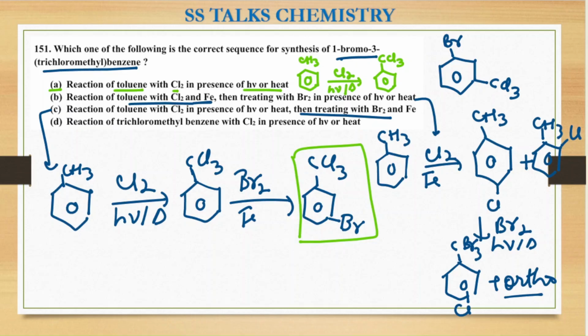So you can see we are reaching the desired molecule, 1-bromo-3-trichloromethyl benzene. This is through option C. We can say the correct sequence given to us is a correct match. So C is the correct answer to this particular question.